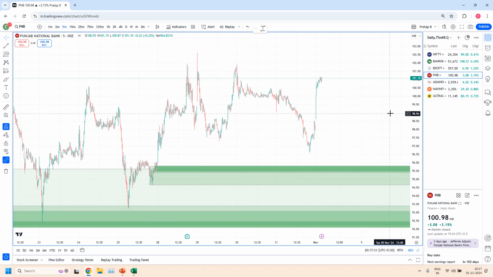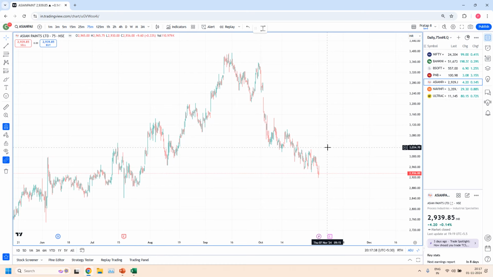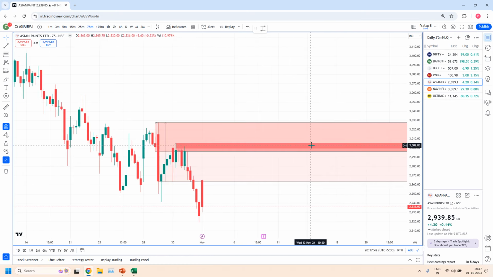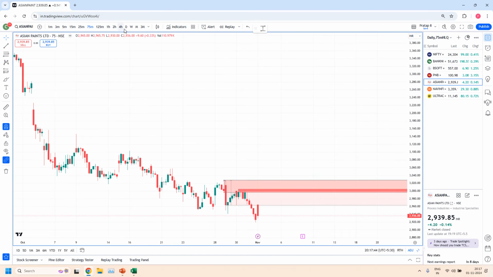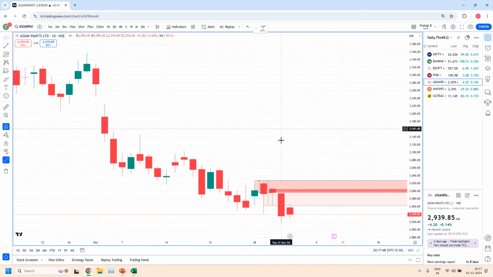Okay, this is about Punjab National Bank, and next one is Asian Paints. This is a 75 minutes high liquidity zone. It is a supply zone. Sorry, not 75. Asian Paints, also daily. It is a daily zone. Sorry, this is a supply zone. We have a drop, base, drop.